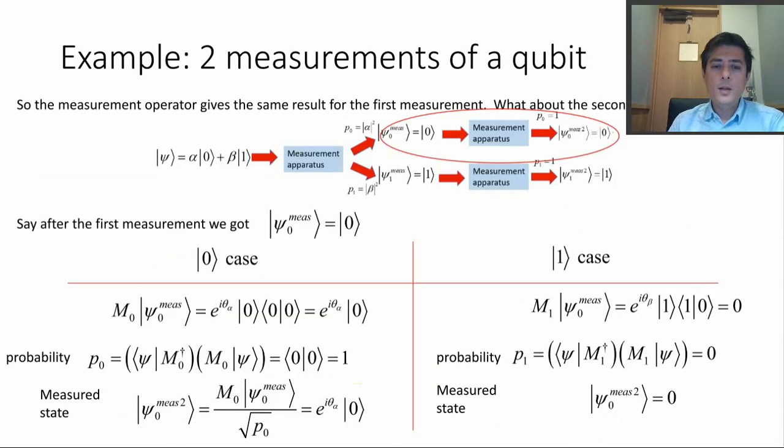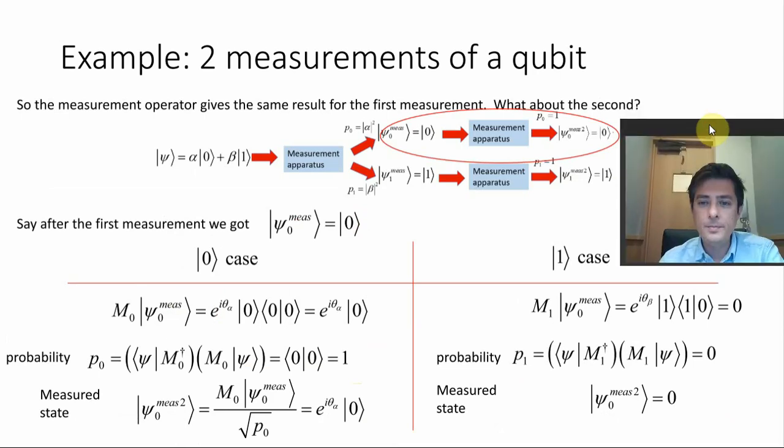Okay, so just to check that the measurement operator method also gives the same result for the second measurement, let's also go through that.